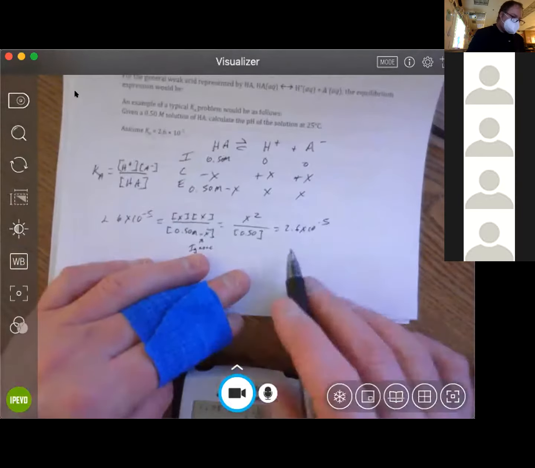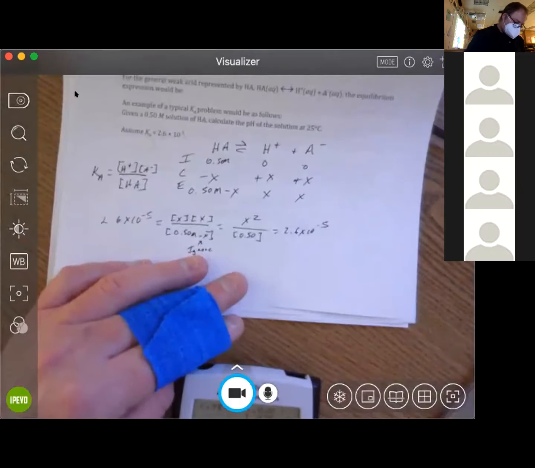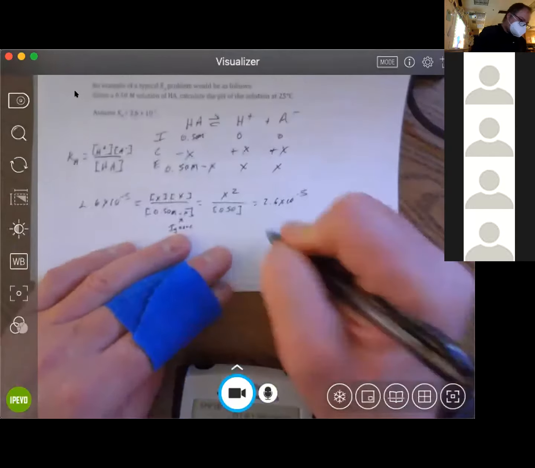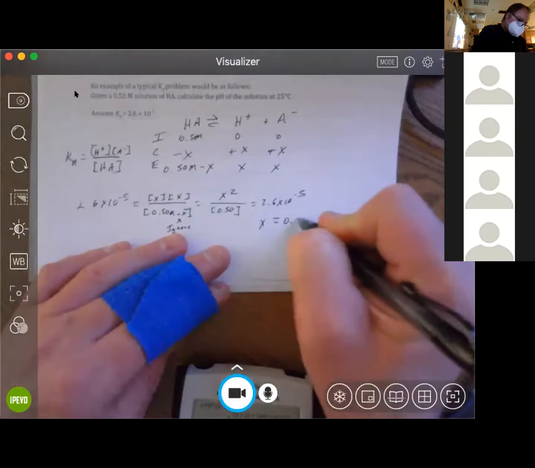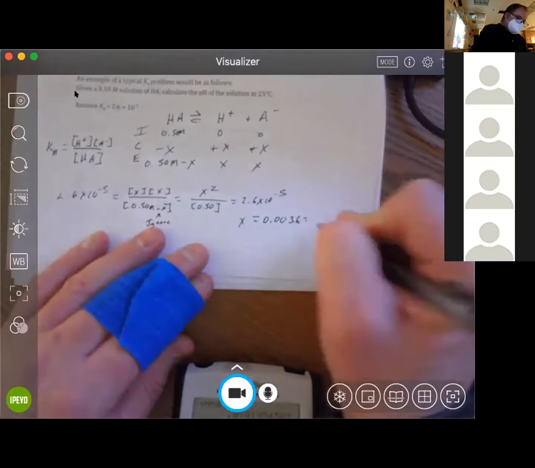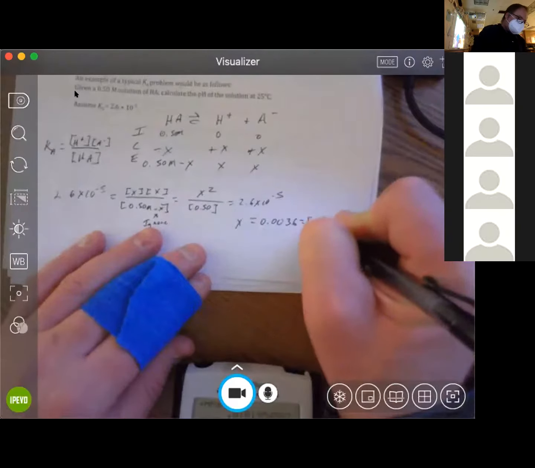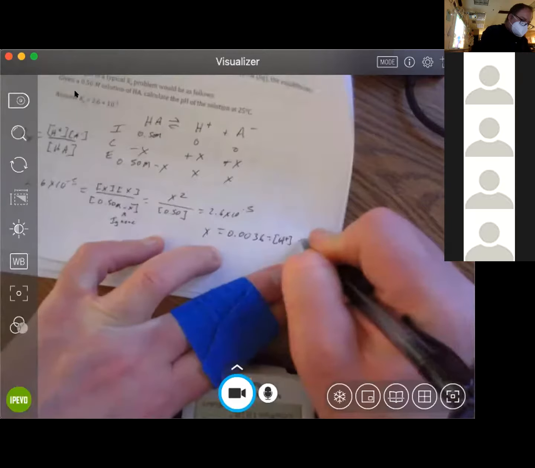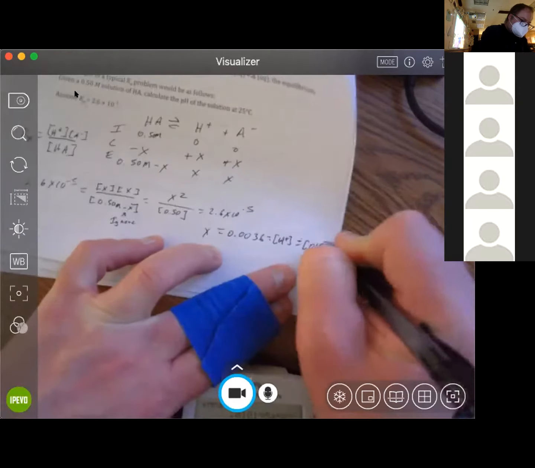So we're going to take 2.6 times 10 to the -5, multiply it by 0.5, and then take the square root of that. All right? And we get 0.0036. And that equals the hydrogen ion concentration. And that equals the hydroxide ion concentration.